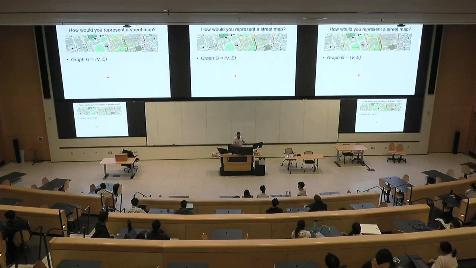Okay, so we've decided that we're going to use a graph, but now the more important question is, what should our vertices and edges be? Anyone can guess? So how are we going to represent our data?